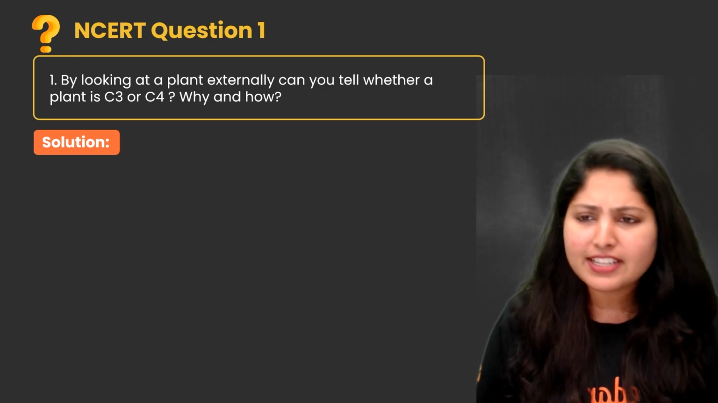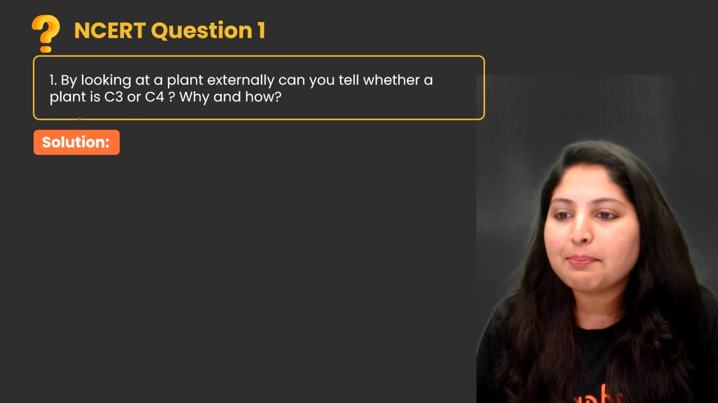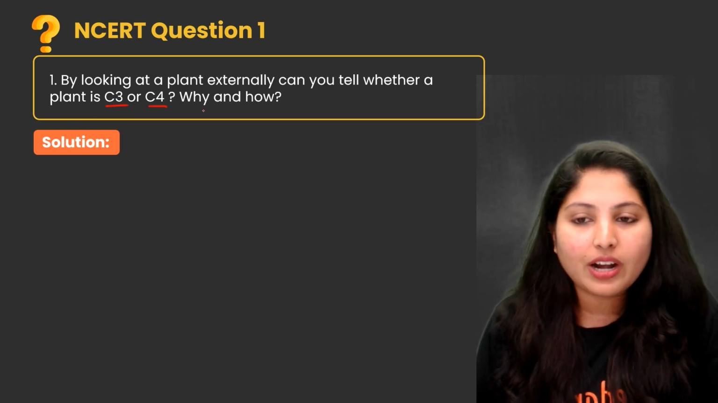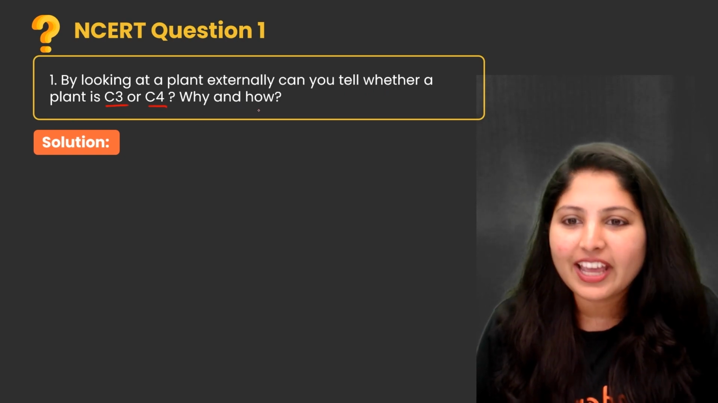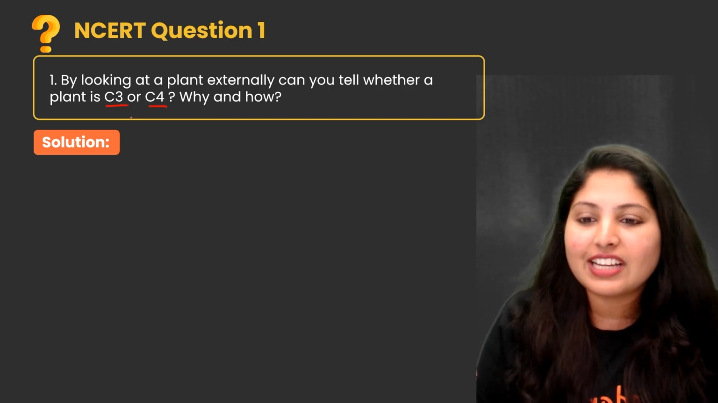Today we are going to discuss questions from the chapter called photosynthesis in higher plants. First question: by looking at a plant externally, can you tell whether a plant is C3 or C4? Why and how? So we need to tell by looking at the external features, that is morphology.